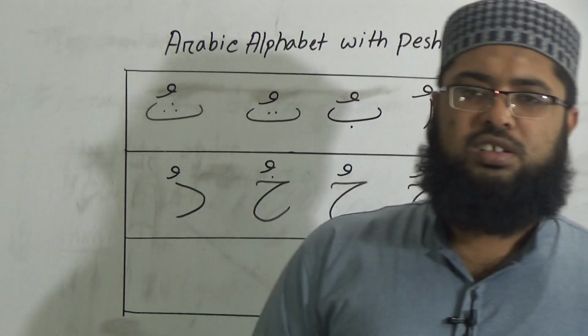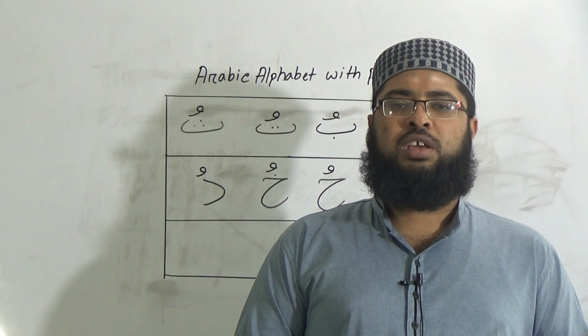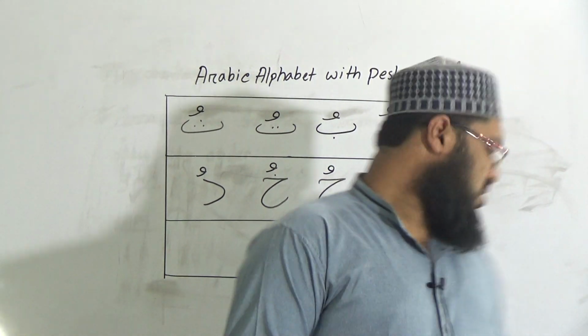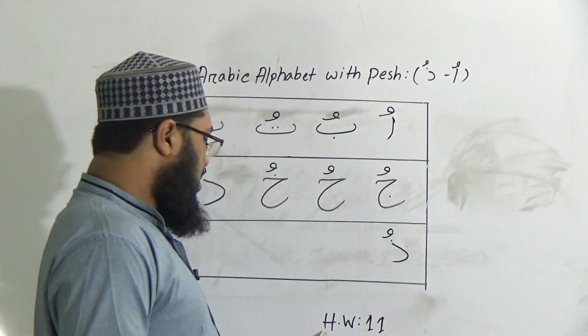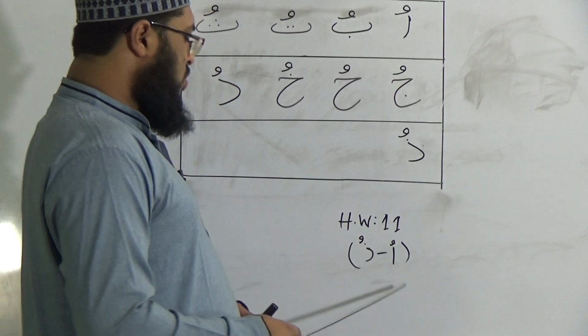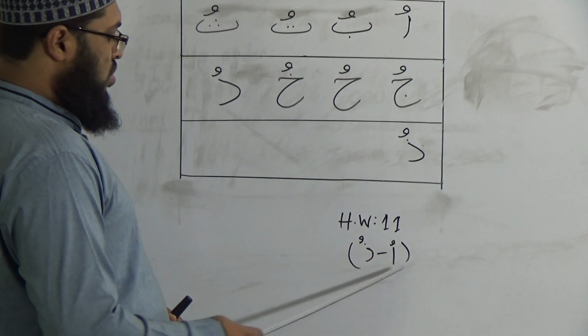My dear students, that's all for today. Today we have learned 9 Arabic alphabets or letters with Pesh. Look at the board. Today is our SW number 11. And my dear students, you will make SW at your home from Alif to Zal.